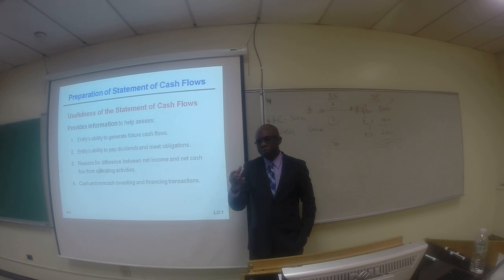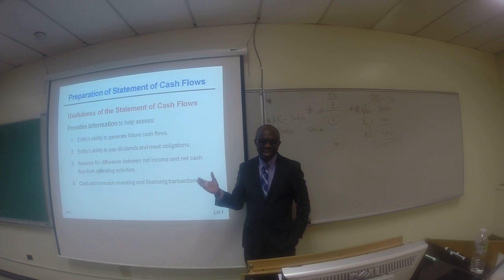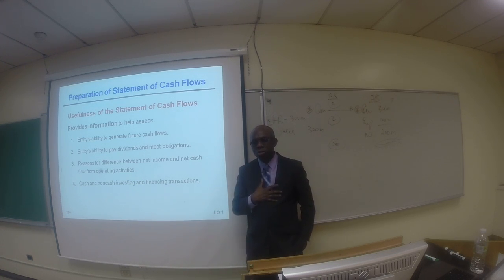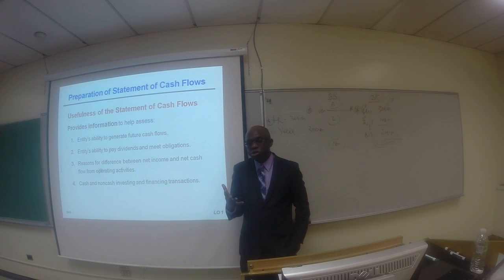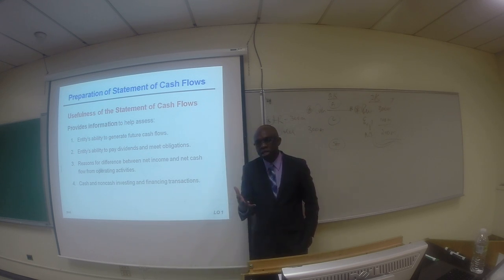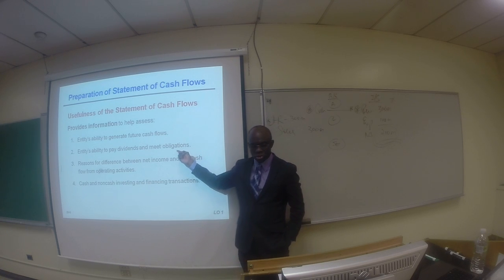So investors are able to take a look at how the company usually receives its cash and where the cash is coming from, and that can help them determine how the future cash flow is going to come about. Number two, the entity's ability to pay dividends and meet obligations. If you are an investor and you have a company stock, you are interested in making sure that the company has enough cash to pay your dividends in the future and meet obligations, okay?